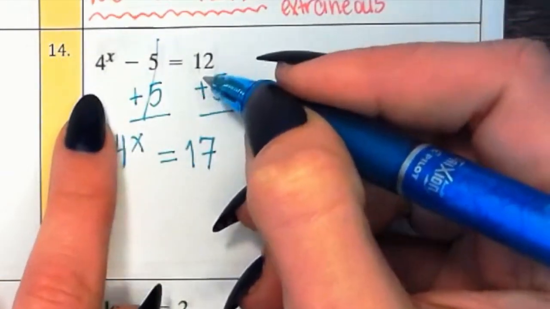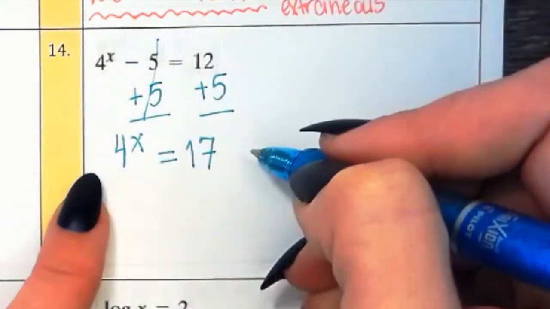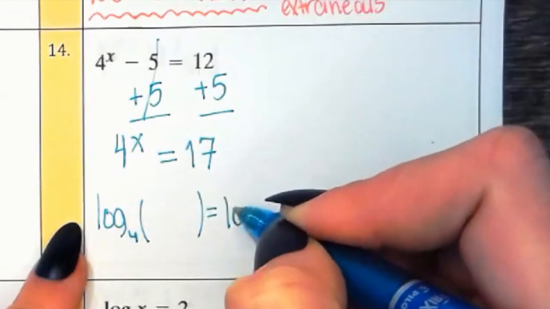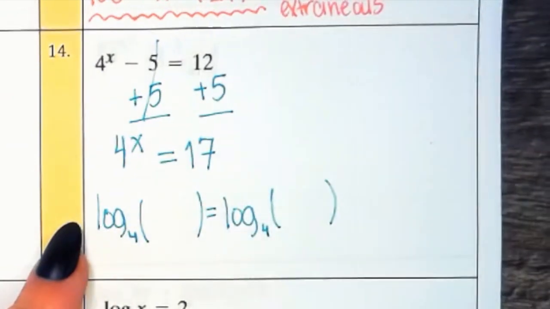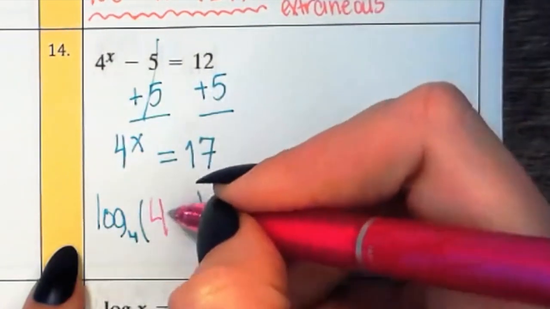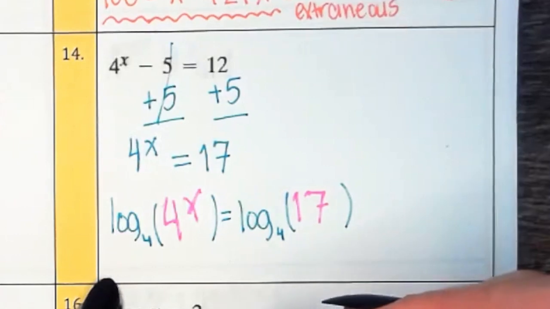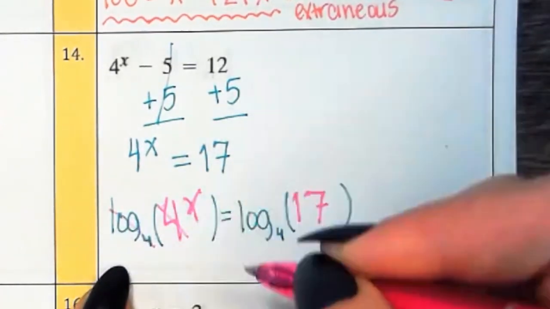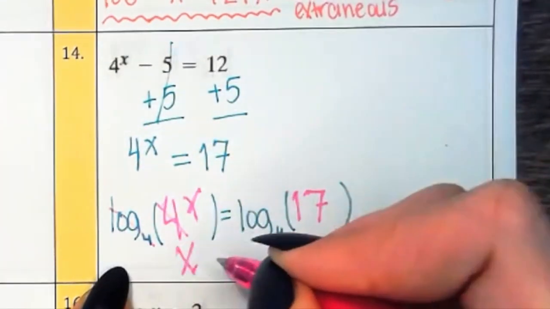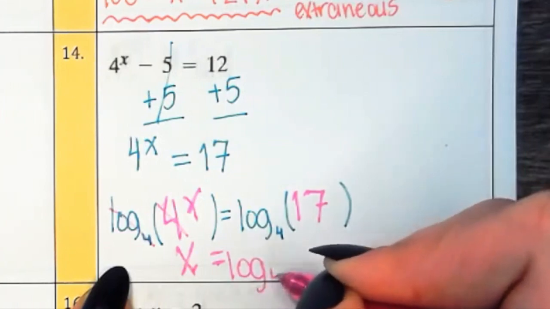Some people tried to take the log of both sides here, or they thought the minus 5 was in the exponent. Make sure you look carefully, all right? Now we're going to take log base 4 of both sides. What is each side? Well, this side was 4 to the x, and this side was 17. What happens here? Log base 4 and 4 cross out, and we're only left with x. X equals, you could leave that just the way it is, log base 4 of 17.